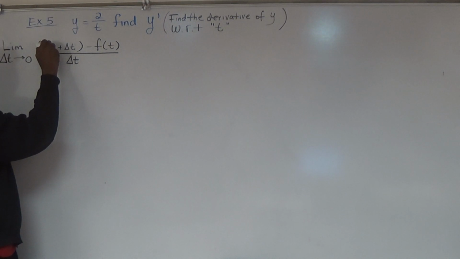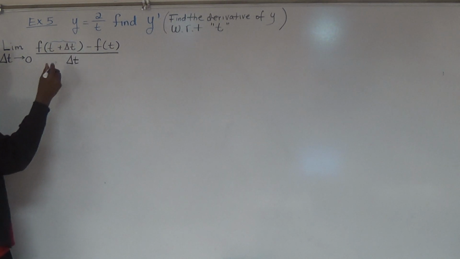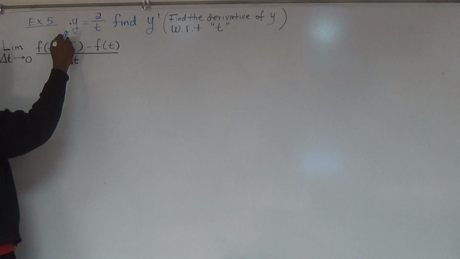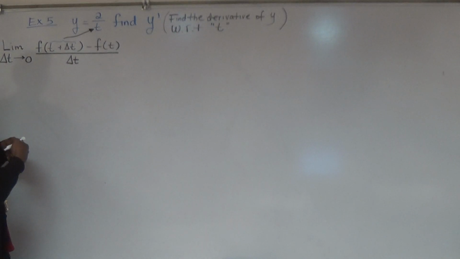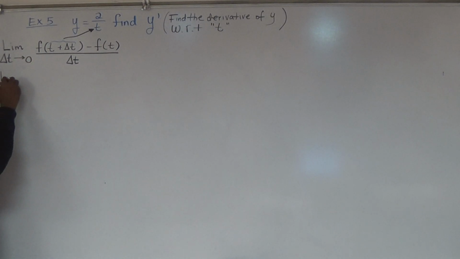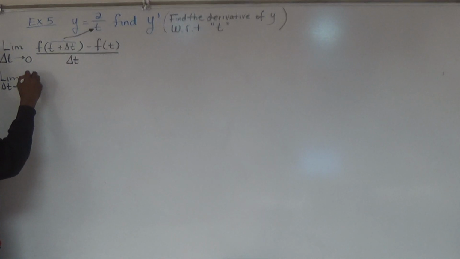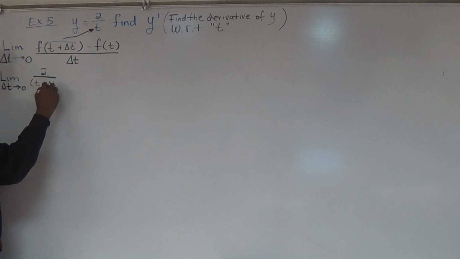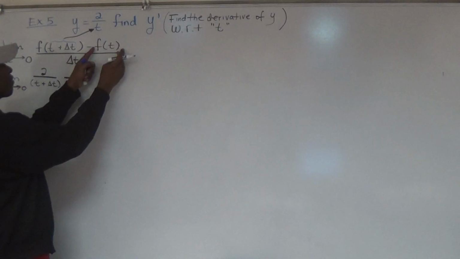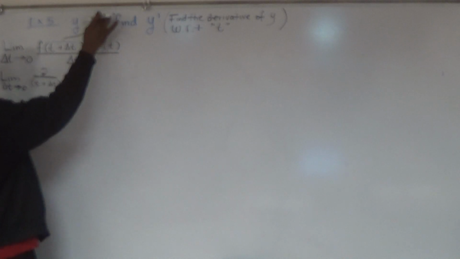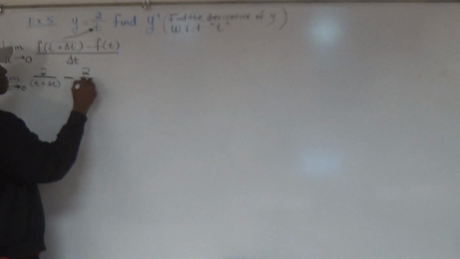This part right here, t plus delta t, goes in or substitutes in the place of t. And so what we're going to have, the limit as delta t gets very small of, plug it in, 2 divided by t plus delta t, see that? Minus f of t. Well, f of t is like saying y. f of t is 2 over t. All divided by delta t.